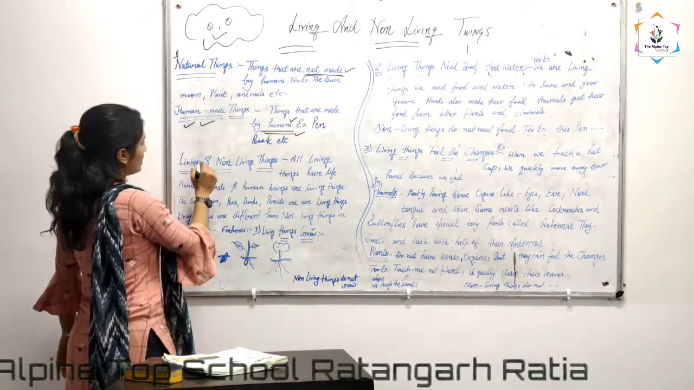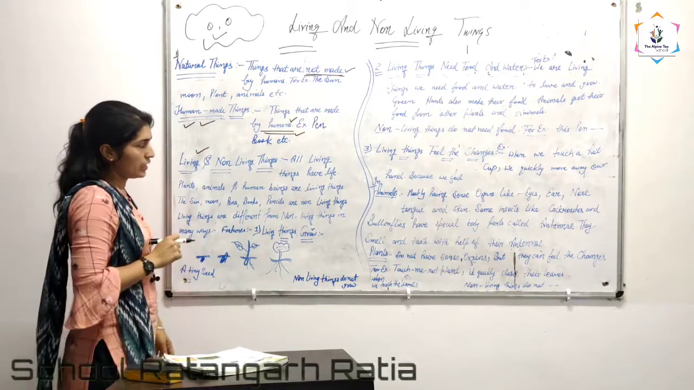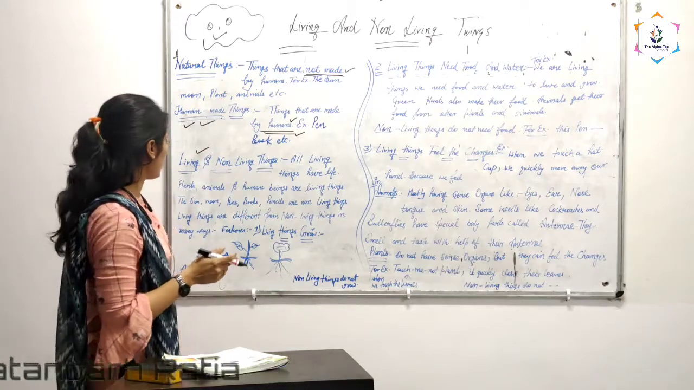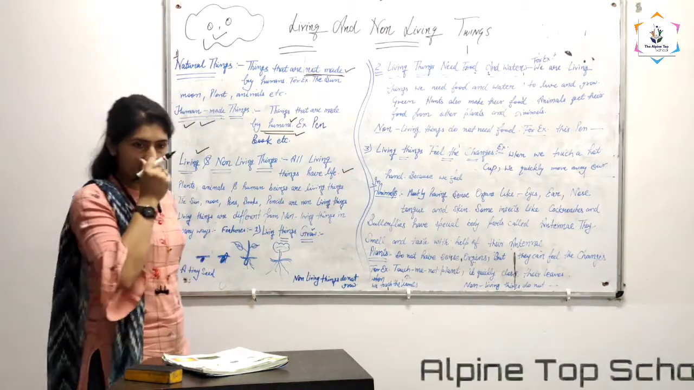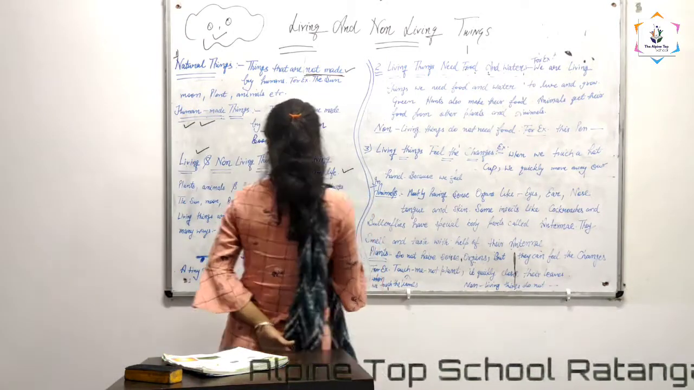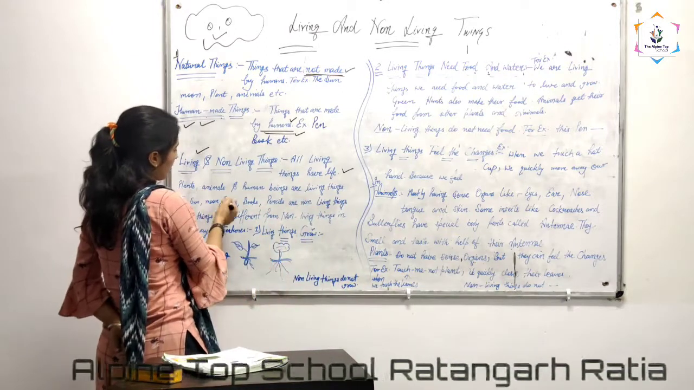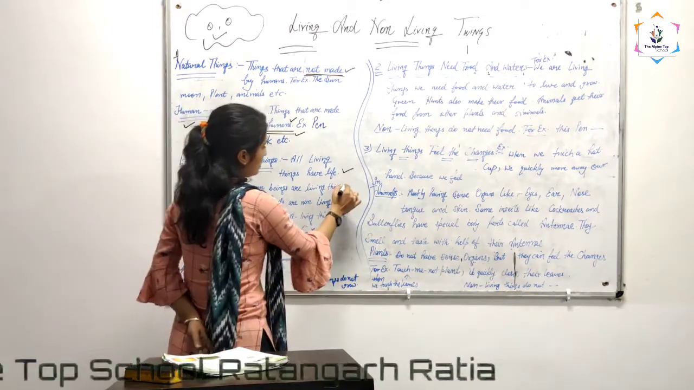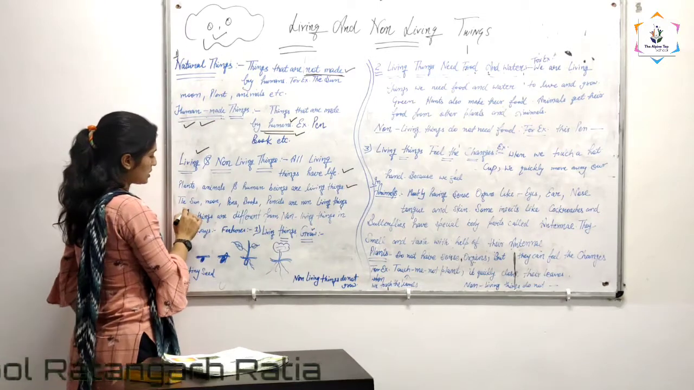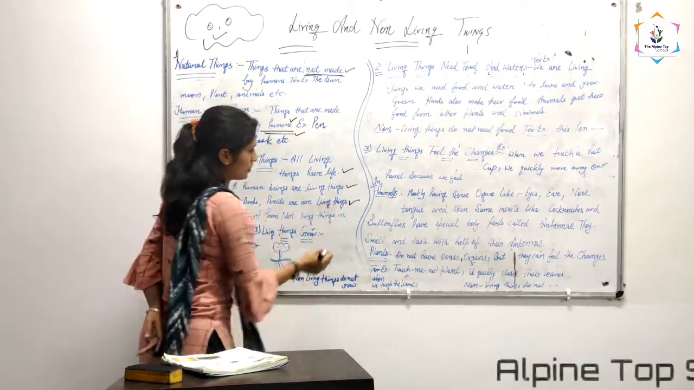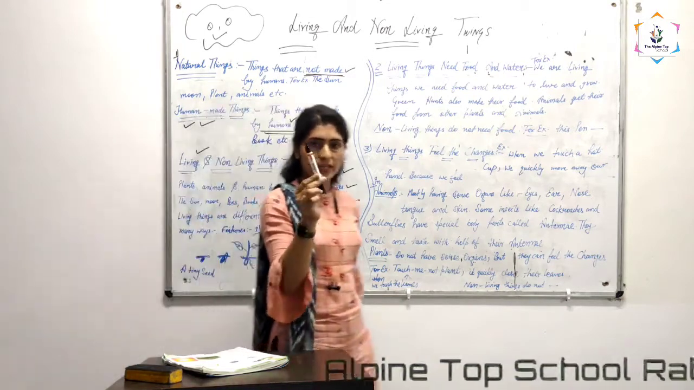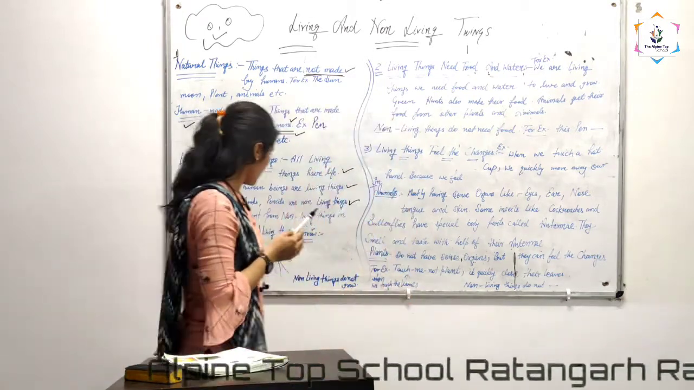Next is living and non-living things. All living things have life. And next are plants, animals, and human beings. All are living things. The sun, moon, pens, books, pencils are non-living things. This is a marker. This is also a non-living thing.